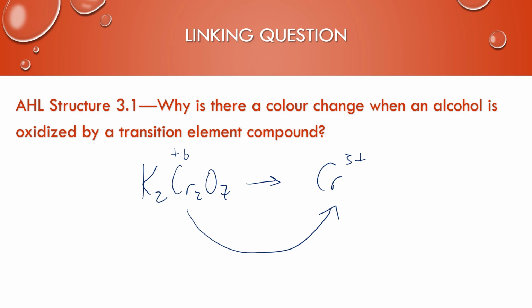So because this is like a yellow color, it must be absorbing light in like the violet range, which is the complementary color, whereas the Cr3+ is a green color when we're looking at it, so it must be absorbing light in the red range.